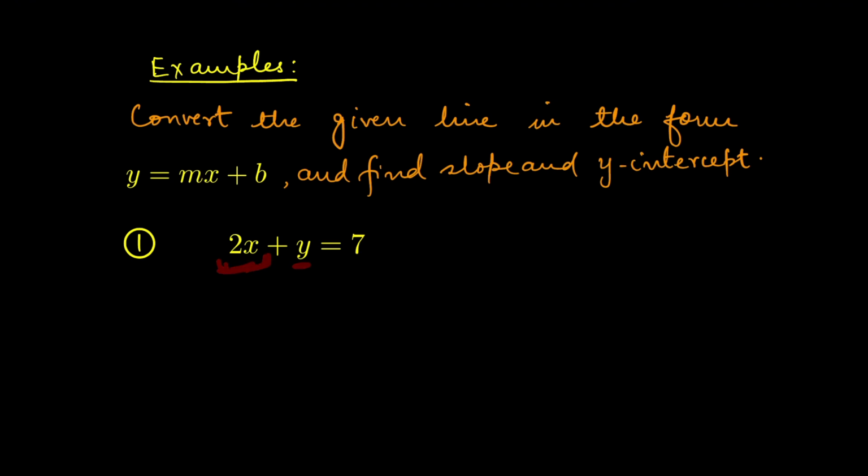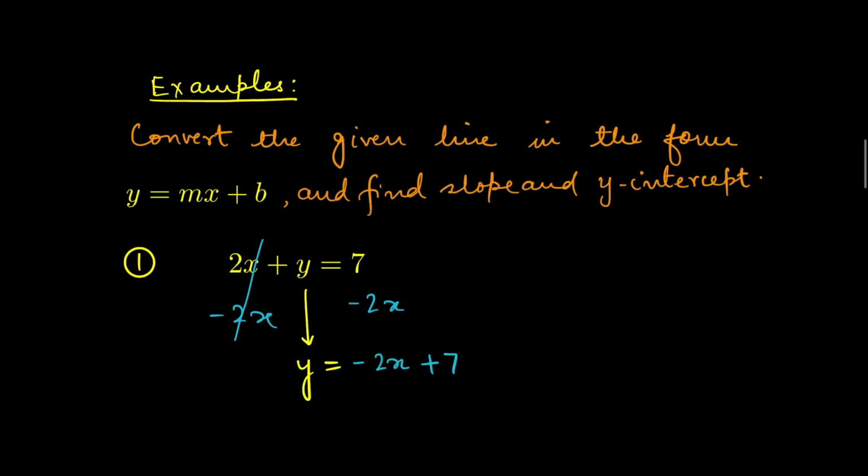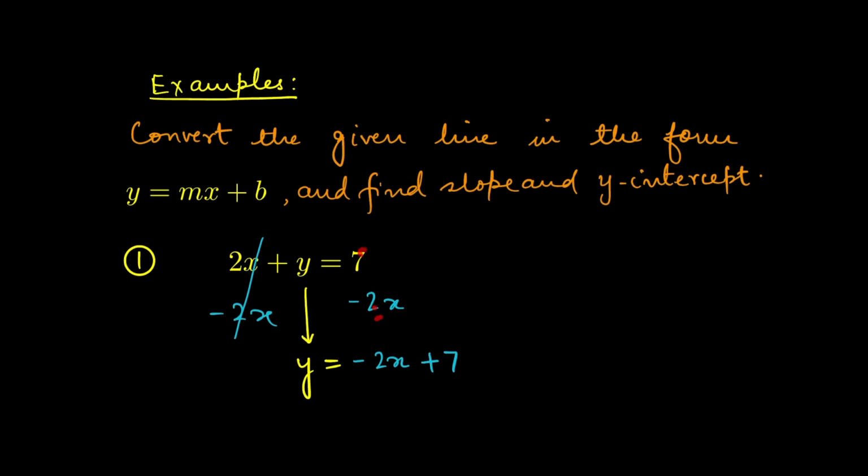Using the opposite operation method, we subtract 2x on both sides. So 2x and 2x cancel out, and we are left with y. So we write y equals, and since we want the form y equals mx first, we write minus 2x and then plus 7. These are not like terms, so we cannot add or subtract, we have to write them separately.